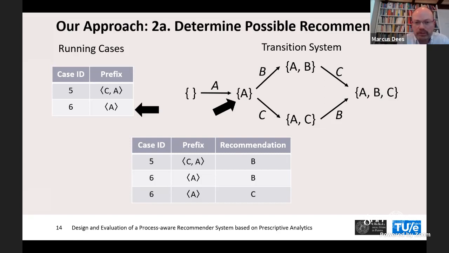And when a prefix does not correspond to a state in our transition system, we calculate the distance from that prefix to each state in the transition system. And we use the activities from the states that have the smallest distance as possible recommendations. So we can always find a possible recommendation.